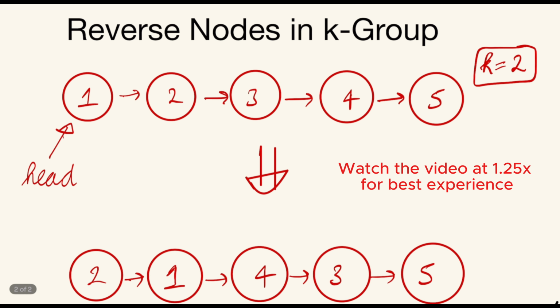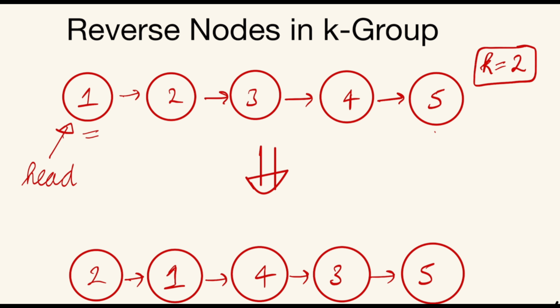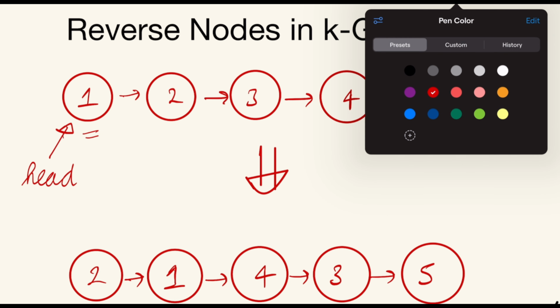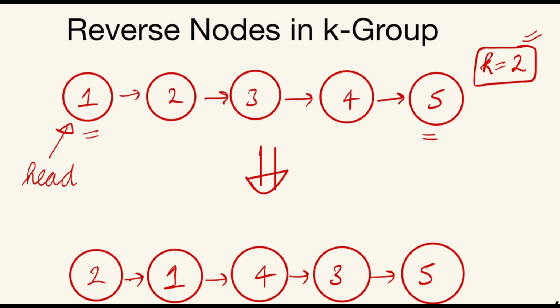So here, as you can see, we have our linked list with the head pointing to node 1, and it has 5 elements with the linked list ending at node 5, and the given value of k is 2. So what we have to do is reverse the nodes in groups of 2 nodes.